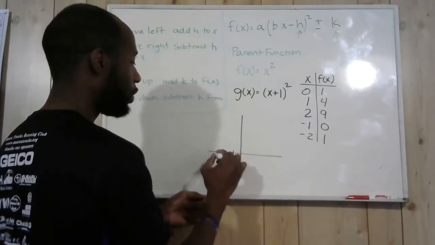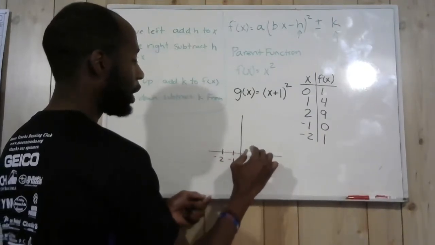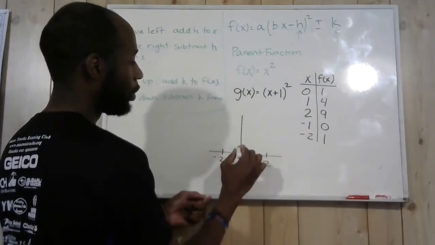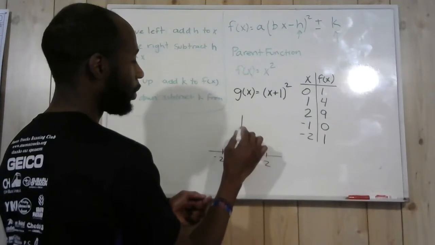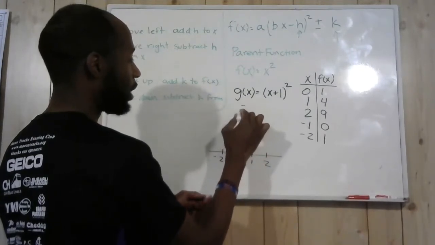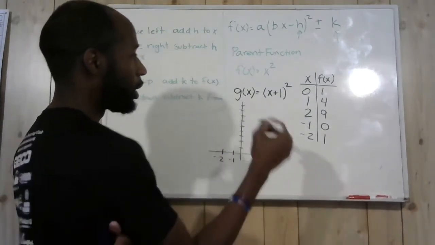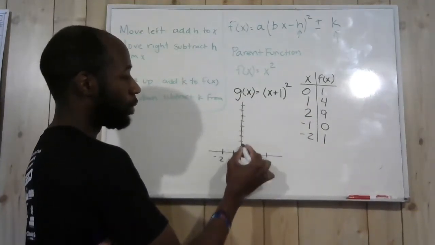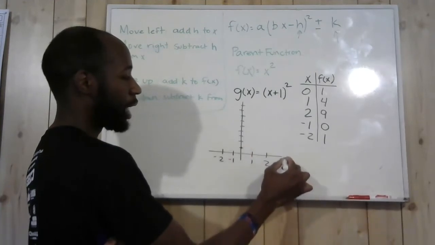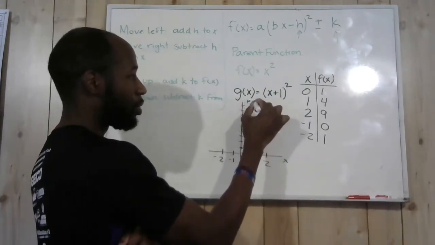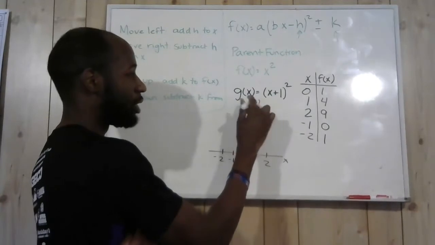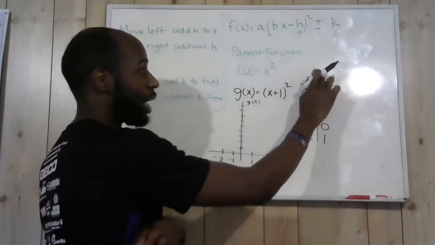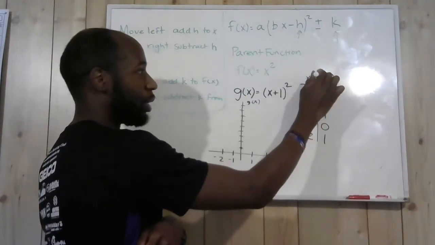Negative 1, negative 2, and 1 and 2. And then we're going to go 1, 2, 3, 4, 5, 6, 7, 8, 9. All right, so when x is 0, f of x is equal to 1. This is the x-axis, and this is the y-axis, or I mean, not f of x, g of x in this case. I'm sorry, I put the wrong letter there.